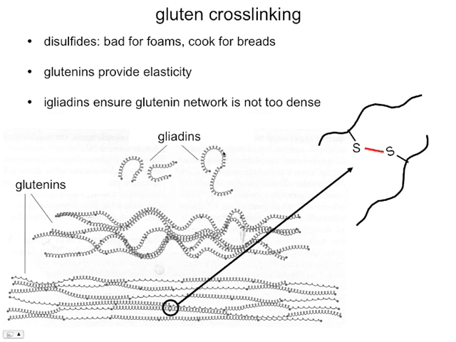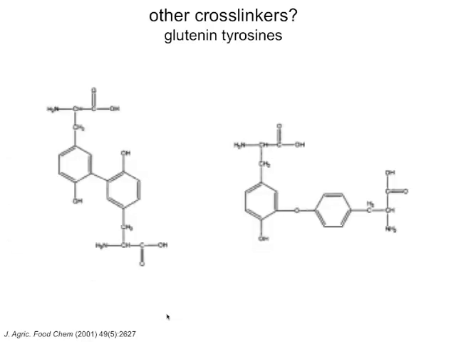Well, as I said, the gliadins are smaller molecules. We can maybe think of them as the ball bearings of the gluten network. They're smaller, they form intramolecular disulfides, but the glutenins can form these intermolecular interactions, and that allows us to create this very long-range elastic network.